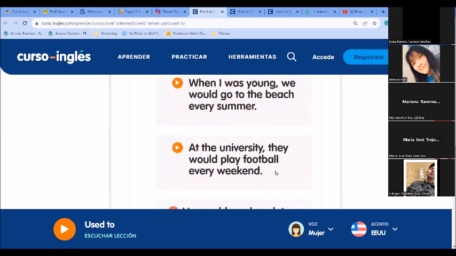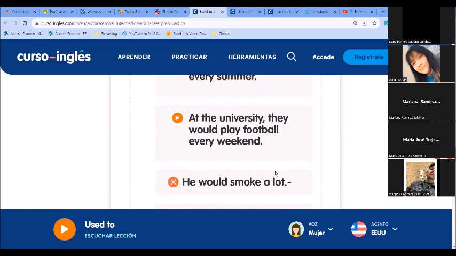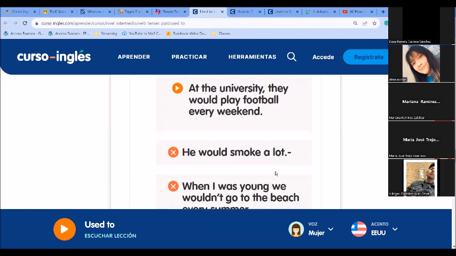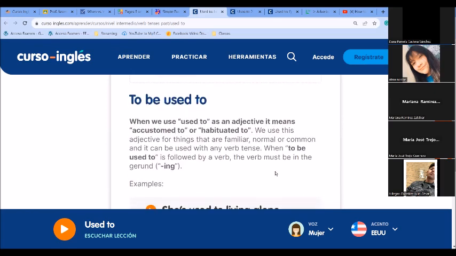Continue. When I was young, we would go to the beach every summer. At the university, they would play football every weekend. No, those two are no's. Do not use it that way. Only use would for repeated actions from the past.